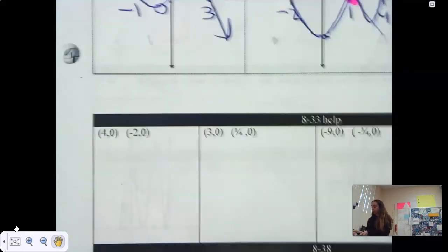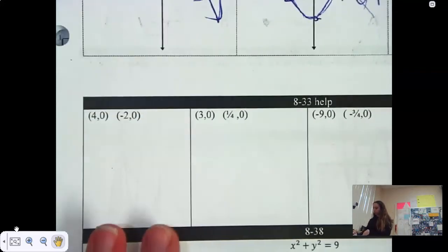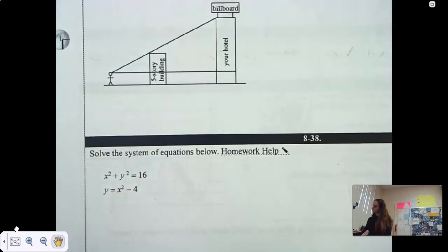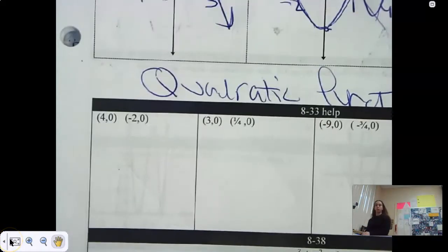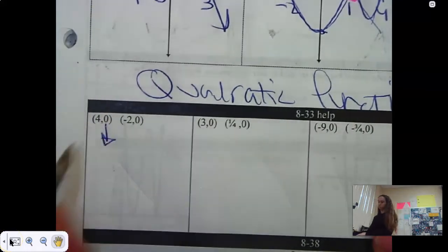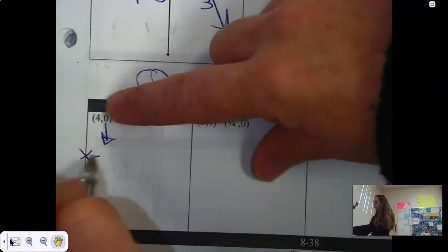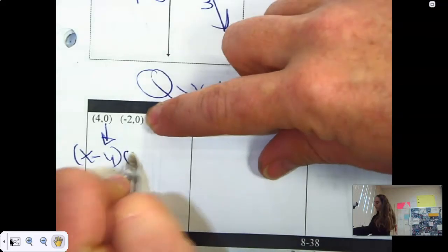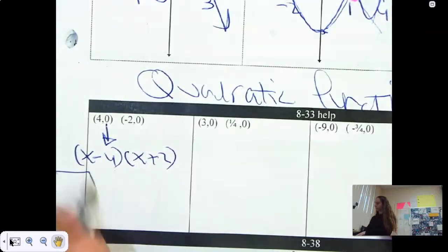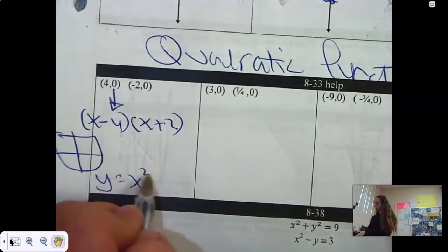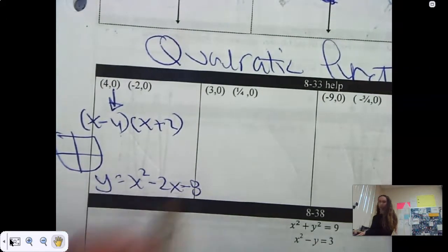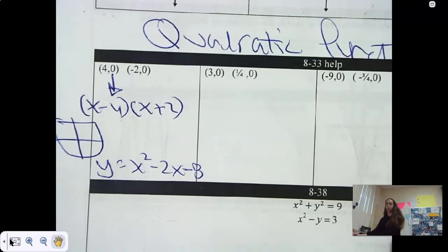For this one, I'm not sure what you're supposed to do, so give me a second to figure out. I didn't put the directions. So in these, they want possible quadratic functions. So you do the opposite, which you're good at. Then box it out. And you'll end up with y equals x squared minus 2x minus 8. I need you to box it yourself.